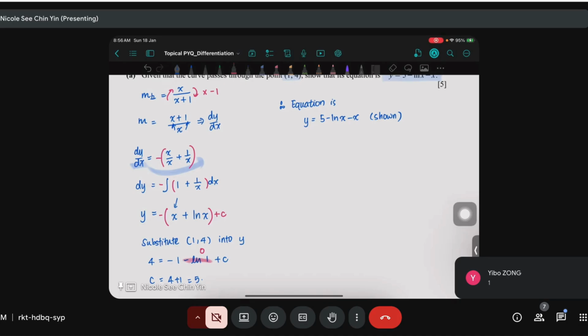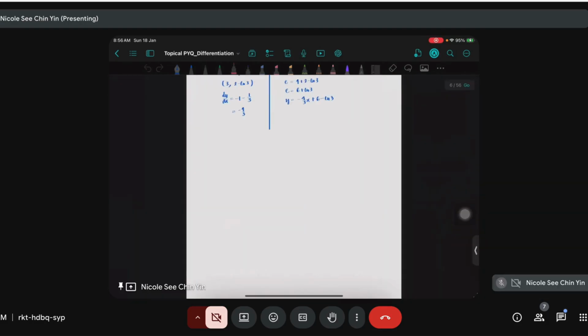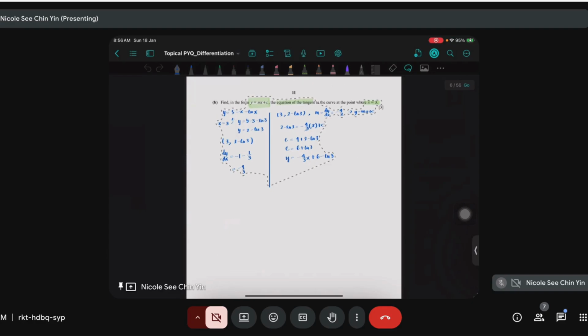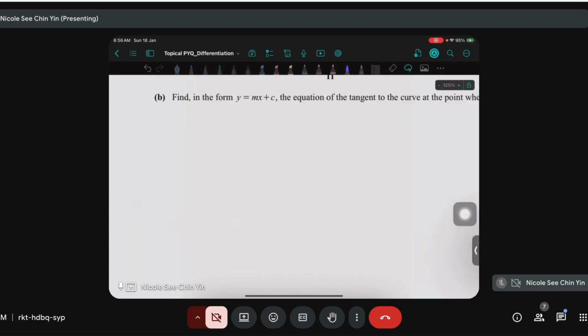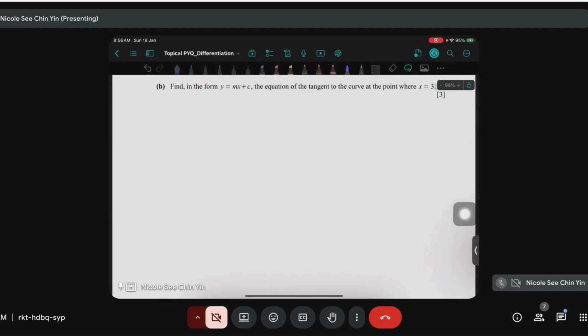Okay, we will move on to B. My concern is about B. They say find in the form of y equals to mx plus c. So what they give you is my final answer must be y equals to mx plus c, equation of tangent to the curve whereby x equals to 3. Look, your x equals to 3 is not equal to the previous question, which is 1. So this one you need to pay attention to.